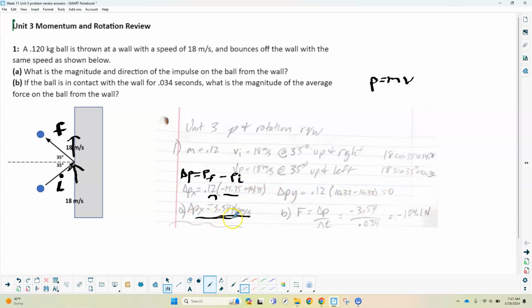So that's what A turns out to be, and then they tell you the amount of contact time it has with the ball. So you can solve for the force. So the force is just the change in momentum divided by the change in time. So negative 3.52 divided by 0.034 gives you a force value of 104.1 newtons in the negative direction, or to the left. So that's the first one.